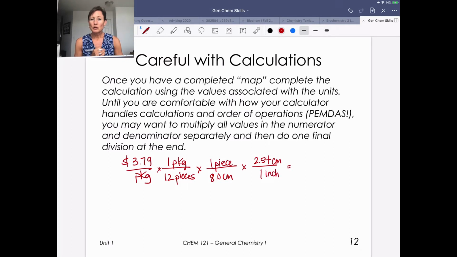Now, I want you to go through and try to work through this on your calculator. If I'm talking about this mathematically, I could say 3.79 times 2.54 divided by 12 times 8. That makes sense looking at what I've written down here, right? I could say 3.79 times 2.54 divided by 12 times 8. So I'm going to write that down now. We could say 3.79, and I'm going to just not write my units now for simplicity's sake here.